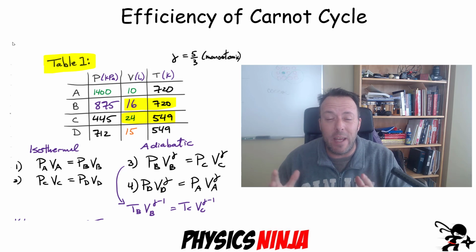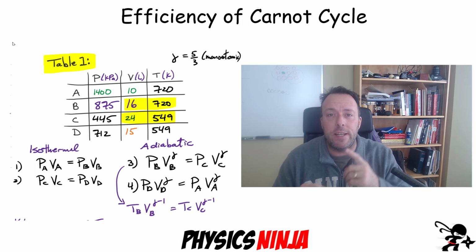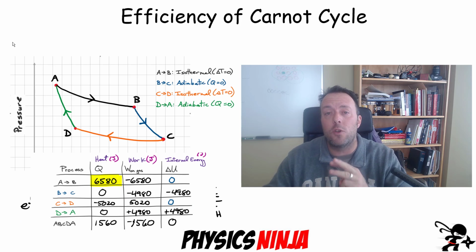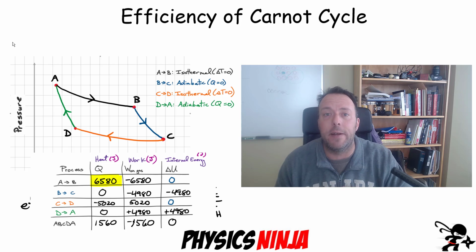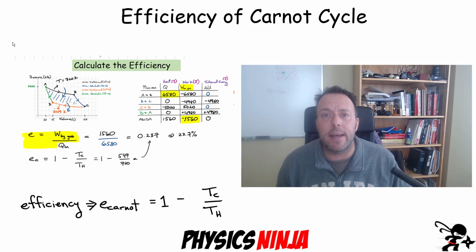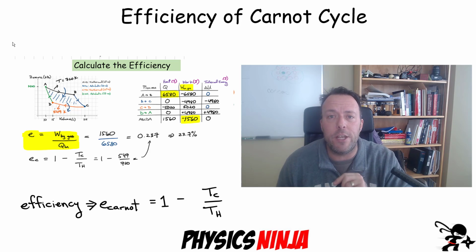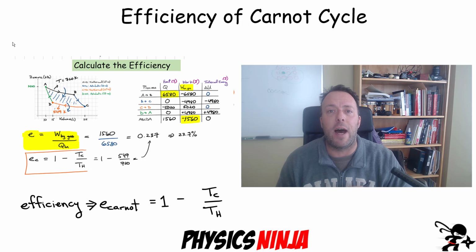We filled out the table, and then we also looked at change in internal energy, heat either put in or taken out of the system, and also the work done for every process. At the end of that video, I calculated the efficiency using this formula right here: 1 minus the ratio of the two isothermal temperatures, the cold temperature over the hot temperature.